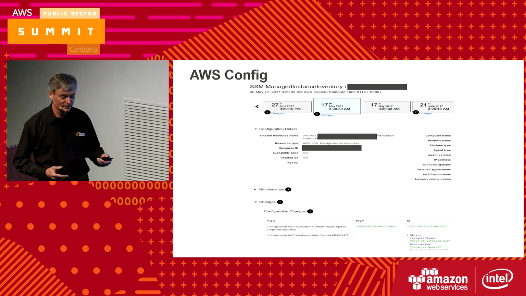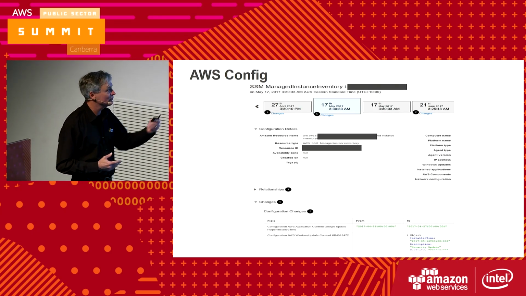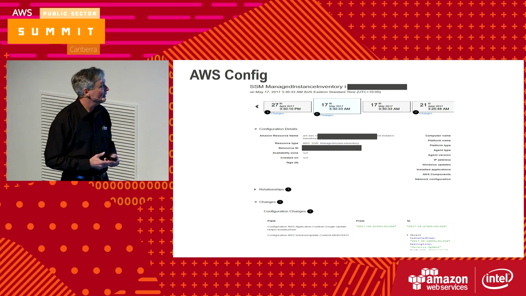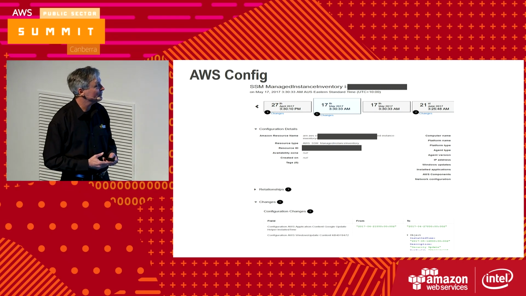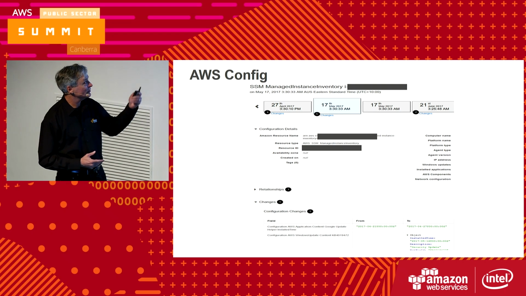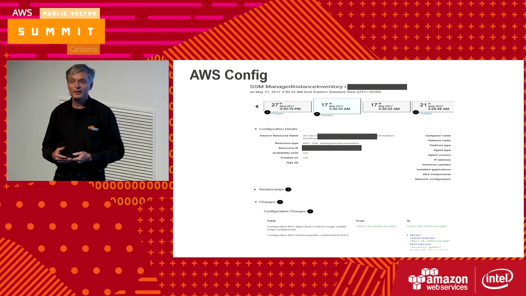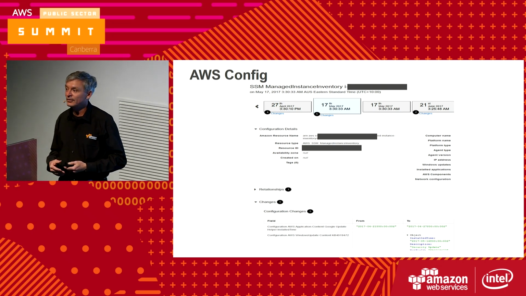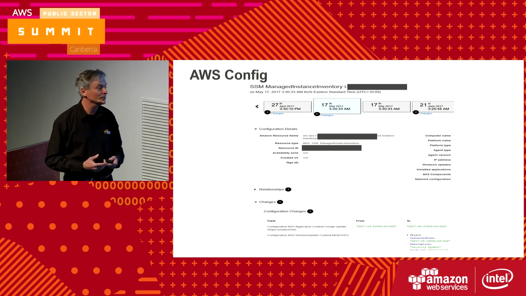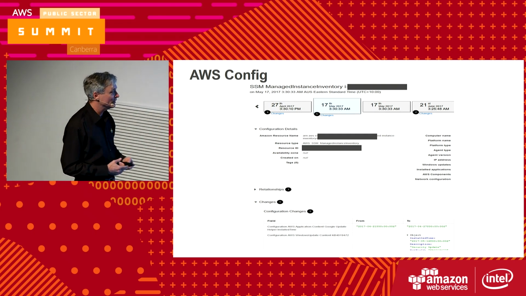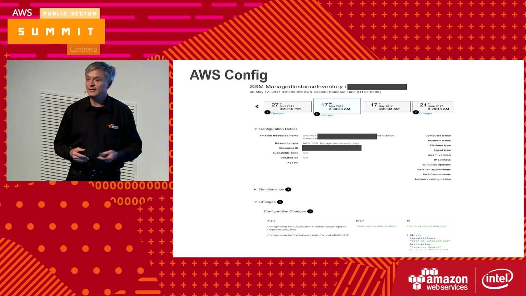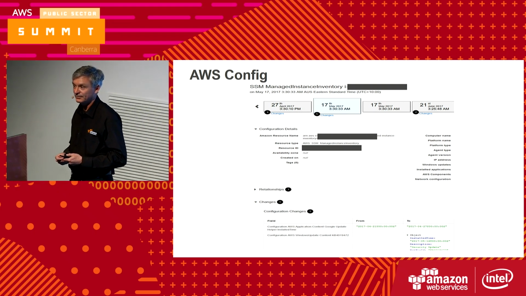And what this means to me in practice is this is my Config console here. I've got a server running here, and I can actually go back and see a complete timeline view of what changes have occurred on that server, including right down to when I've installed a Windows update, when I've installed an additional application on that server.